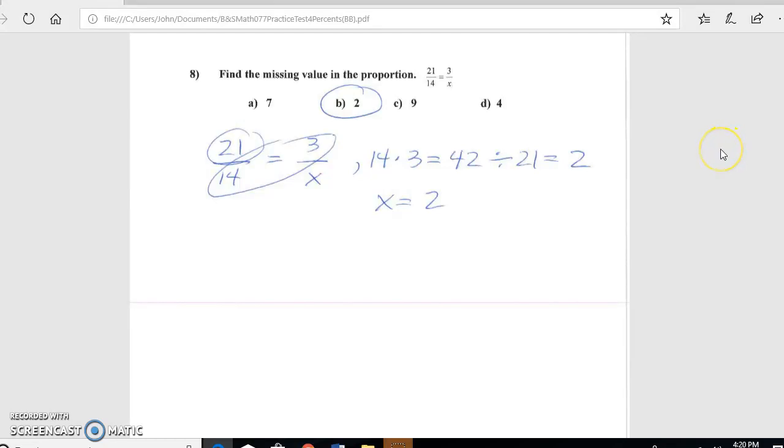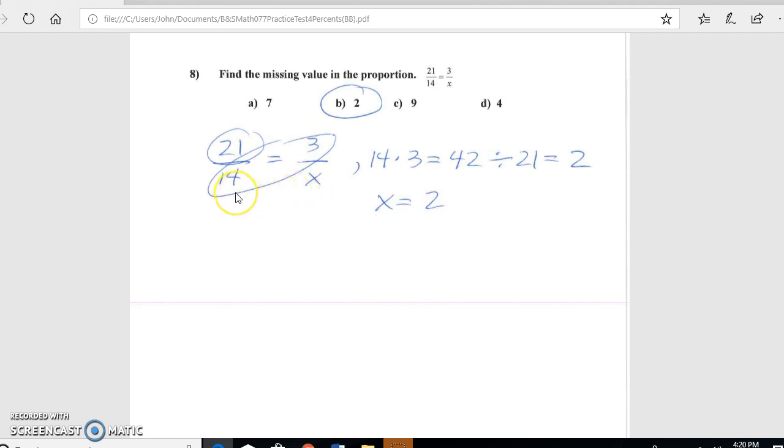This is the practice test for percents, and we are looking here at problem number 8. The problem says find the missing value in the proportion 21 over 14 is equal to 3 over x. And I've rewritten that down here. 21 over 14 is equal to 3 over x, and we have to find the value for x.